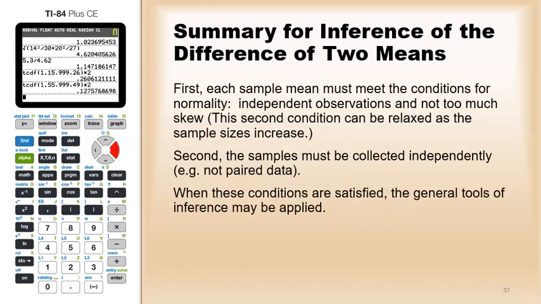So first, each sample mean must meet the conditions for normality, that is, independent observations and not too much skew for the sample size. And that second condition can be relaxed as the sample size increases. The second thing we need to check is that the samples need to be collected independently. That is, they cannot be paired up. When these conditions are satisfied, the general tools of inference may be applied.